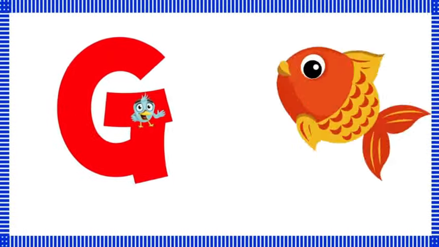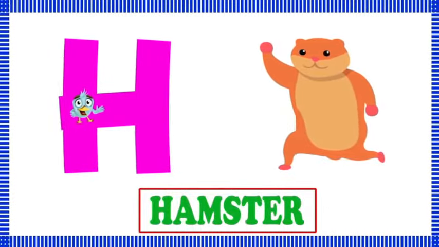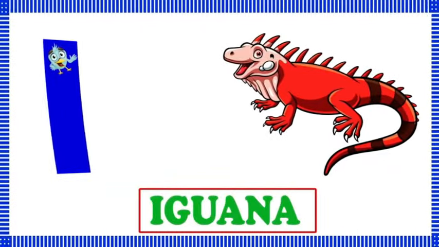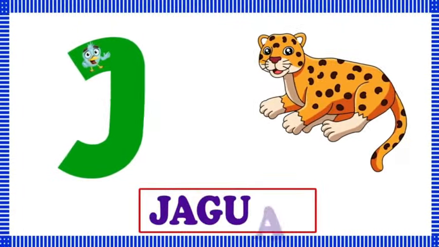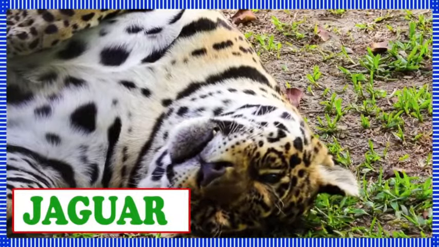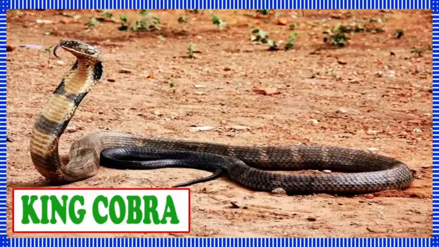G is for goldfish. H is for hamster. I is for iguana. J is for jaguar. K is for king cobra.